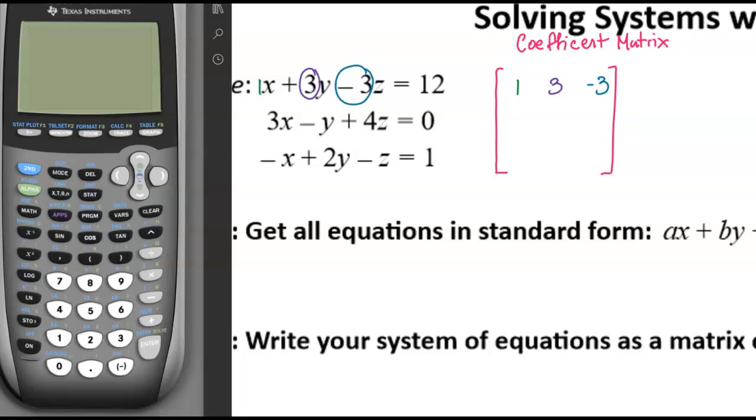Now I repeat this process for the other equations. What is the coefficient on the x? 3. So I place a 3 below the 1 that was for my other equation. What's the coefficient on the y? Negative 1. So I place that in my second row, second column. And what's the coefficient on the z? 4. So I place that in my second row, third column.